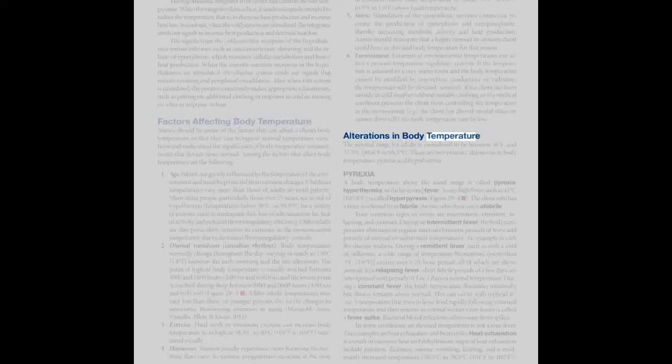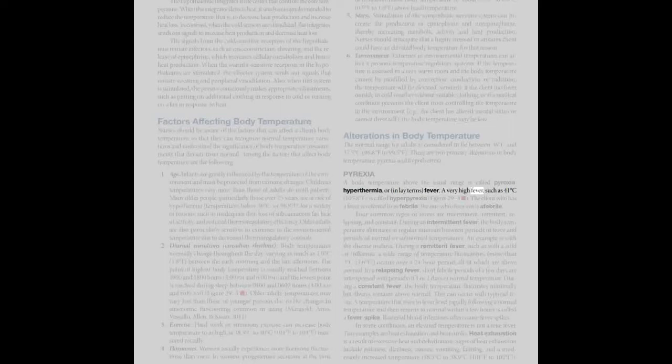Alterations in body temperature. The normal range for adults is considered to be between 36 degrees Celsius and 37.5 degrees Celsius, 96.8 degrees Fahrenheit to 99.5 degrees Fahrenheit. There are two primary alterations in body temperature, pyrexia and hypothermia. Pyrexia, a body temperature above the usual range, is called pyrexia, hyperthermia, or, in lay terms, fever.